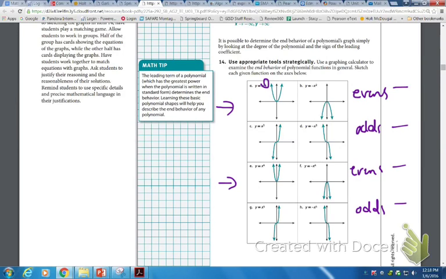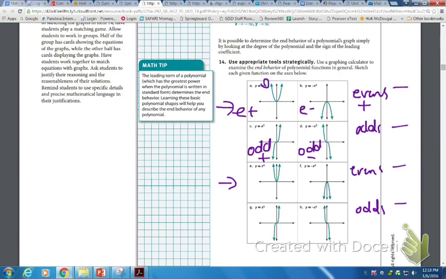It's either going to take on this format, or this format. These are the four. If it is an even positive, it takes this format. So here, this is your even positive, and this is your even negative. And down here, this is your odd positive, and this is your odd negative.